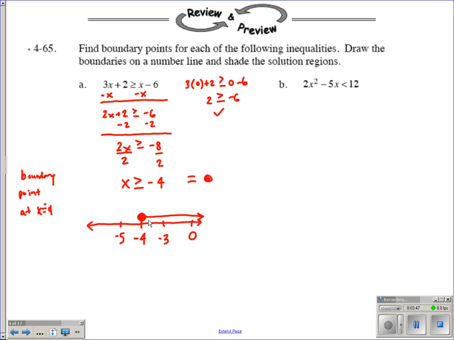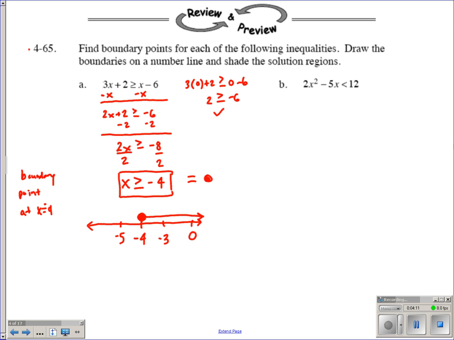So everything greater than or equal to negative 4 is going to be a solution. Anything less than negative 4 will not be a solution. Let's move on to B.